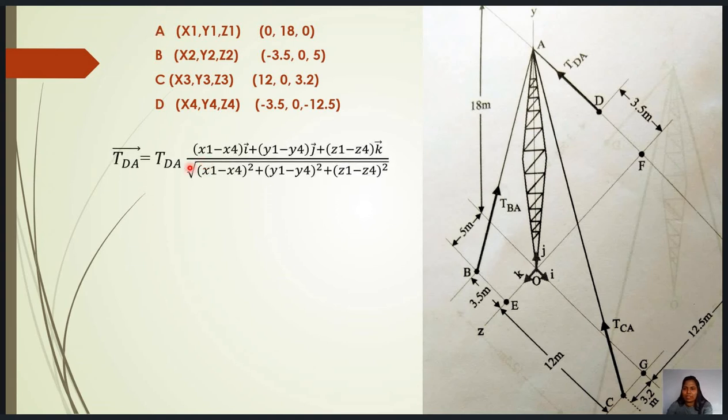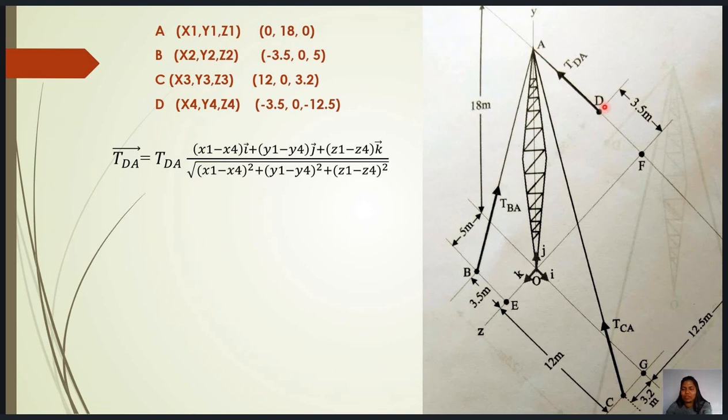Now let us find the forces in the members, the forces in the wires. We'll start with the force in the wire DA. Here we have taken the direction from D to A, because we have to find the components of the force at B, C and D. So the force is directed from D to A. The tension in the wire DA, T_DA vector, is equal to the magnitude of T_DA multiplied by the unit vector in the direction of D to A.